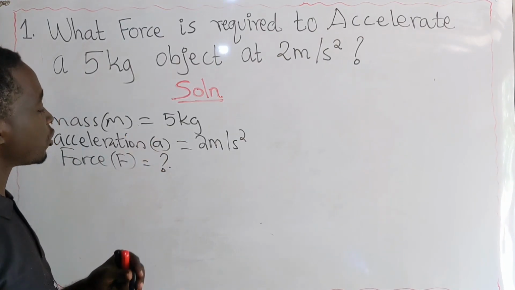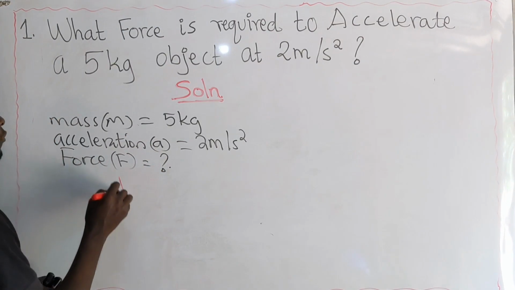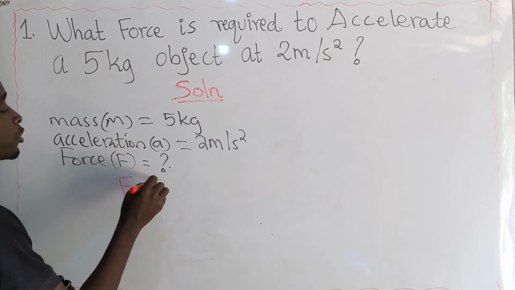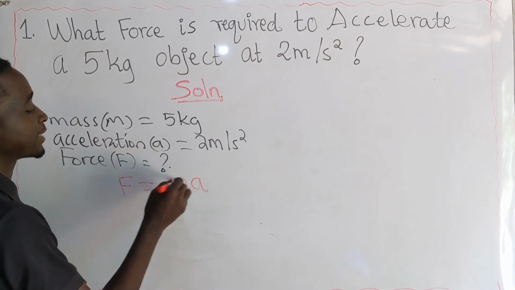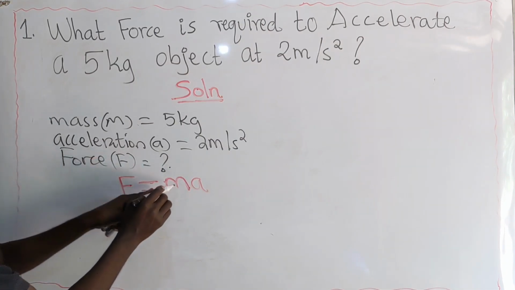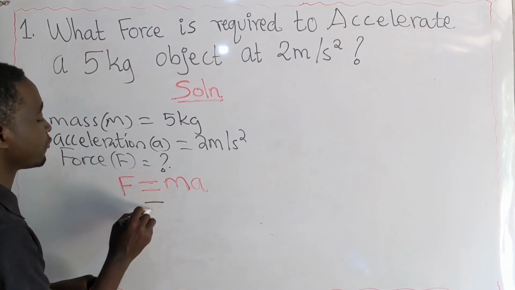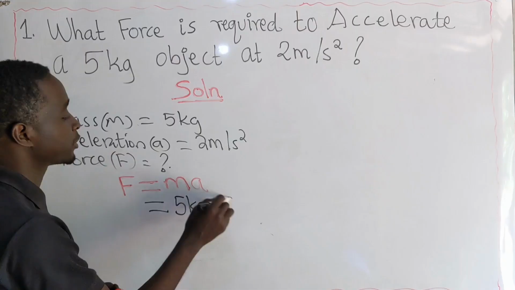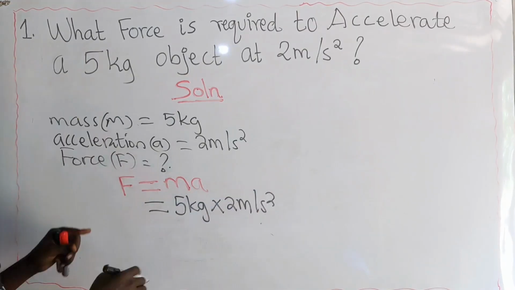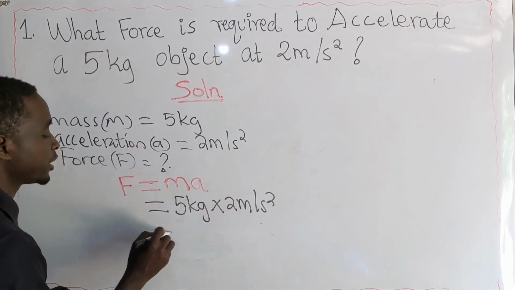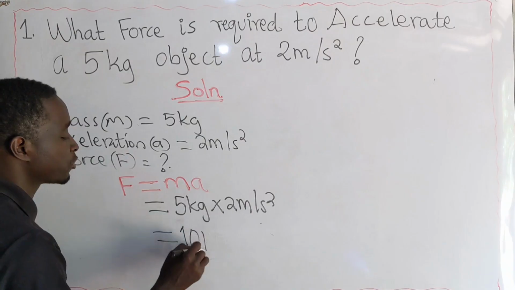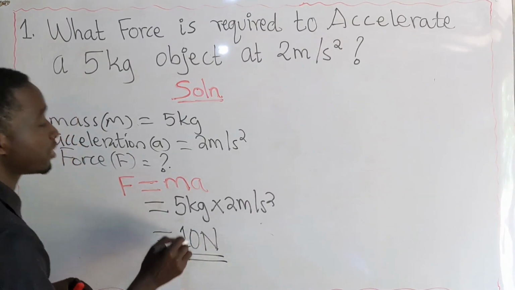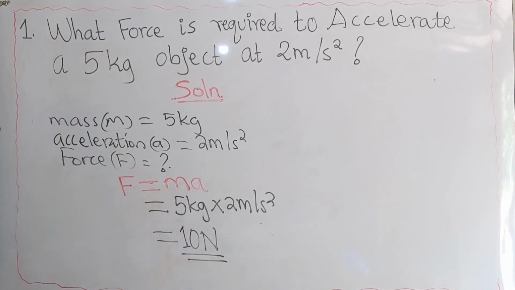From Newton's second law of motion, we know that force is equal to mass times acceleration. So here we already have mass and acceleration. Now our force will be equal to 5 kilogram times 2 meters per second square. 5 times 2, we get 10, and as it is force, the unit will be Newton. Now, the force required is equal to 10 Newton.